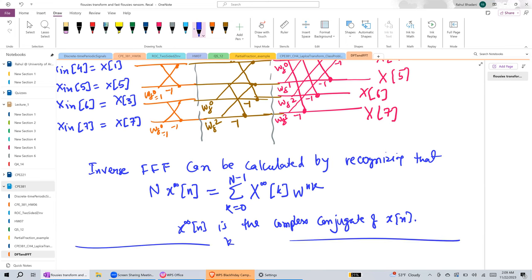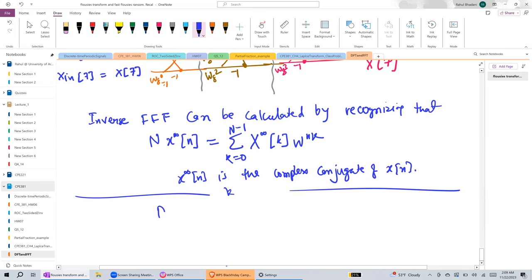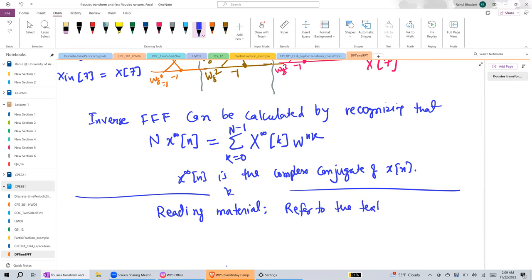Okay, so that's it. And reading material. Refer to the textbook section 11.4.5. Okay, that's all. So that's all for the fast Fourier transform.